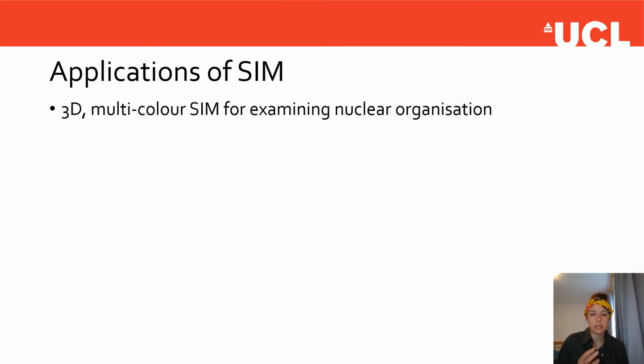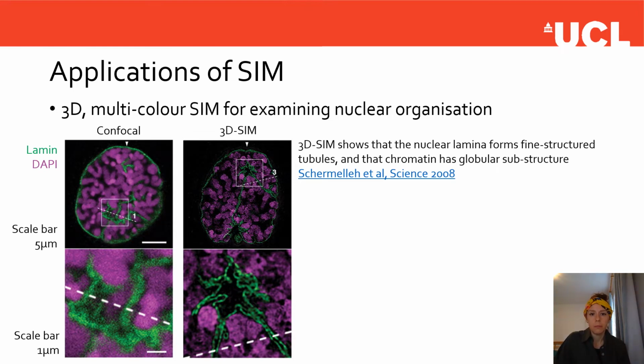And here are just a couple of examples of how 3-dimensional and multicolour SIM has been used for looking at nuclear organisation. So this is something from Lothar Schermelleh's group, and it's really beautiful imaging. And you can see here what they've done is they've imaged DAPI, so staining the chromatin, and the nuclear lamina. And you can see in the confocal microscopy image, it's kind of cool. You can see the lamin between some of the chromatin. If we then go to SIM, you see much higher resolution information, and you can actually see the lamina forming these little tubules between chromatin globules. So that's very cool.